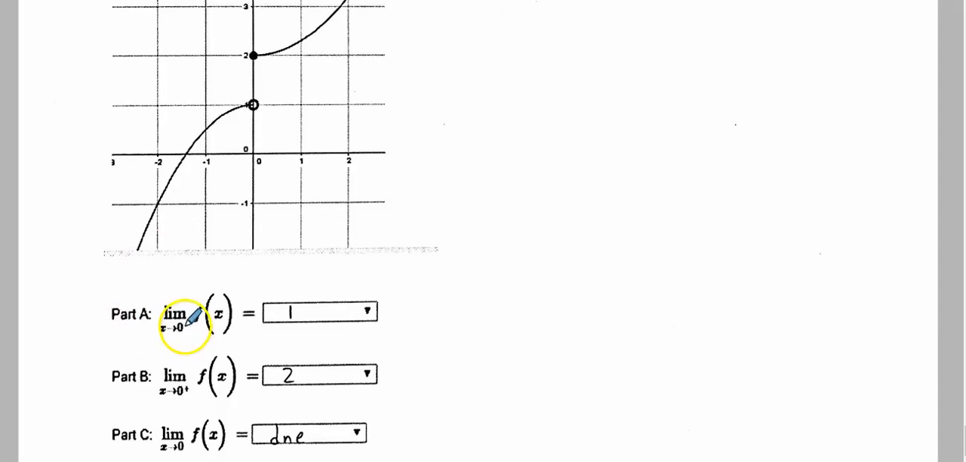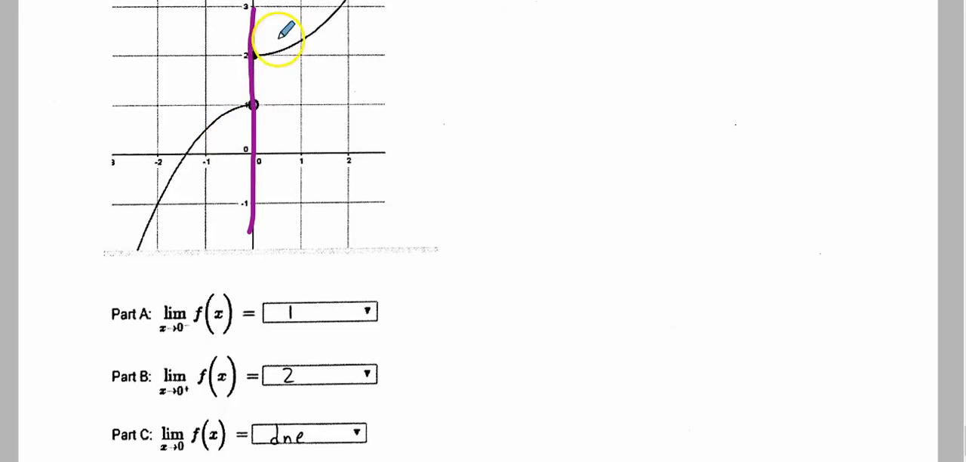This function has asked us to find the limit as x approaches 0 from the left, the right, and then combined. So here's x equals 0. On the left-hand side, I see the graph touching my vertical line at a height of 1. So the left-hand side limit is 1. The right-hand side limit, here's the graph touching my vertical line on the right-hand side. So that one's at a height of 2.